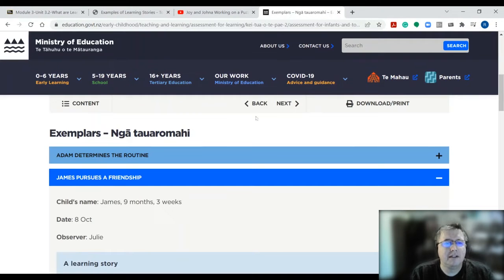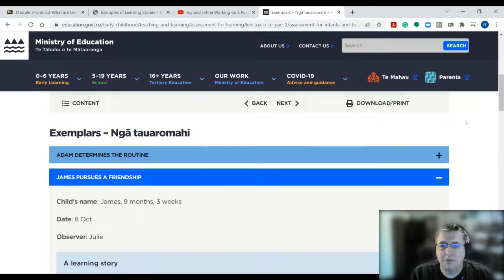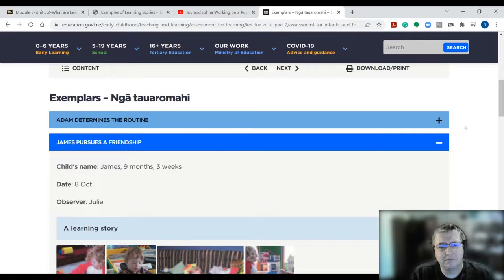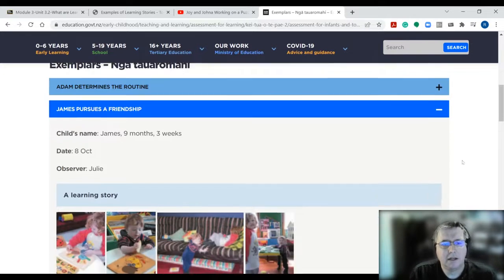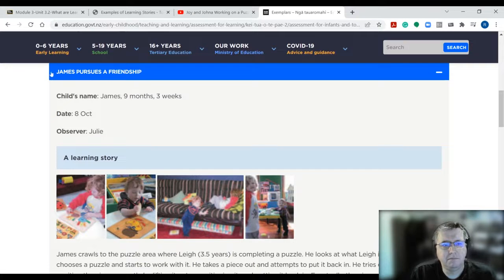I promised I would show you another one. These are exemplars from the New Zealand website that I was talking to you about earlier. We'll have some discussion about the Tafariki and different frameworks next, I think in the next couple of weeks, but we'll talk about those. So this is a learning story. He has the name James Pursues a Friendship.